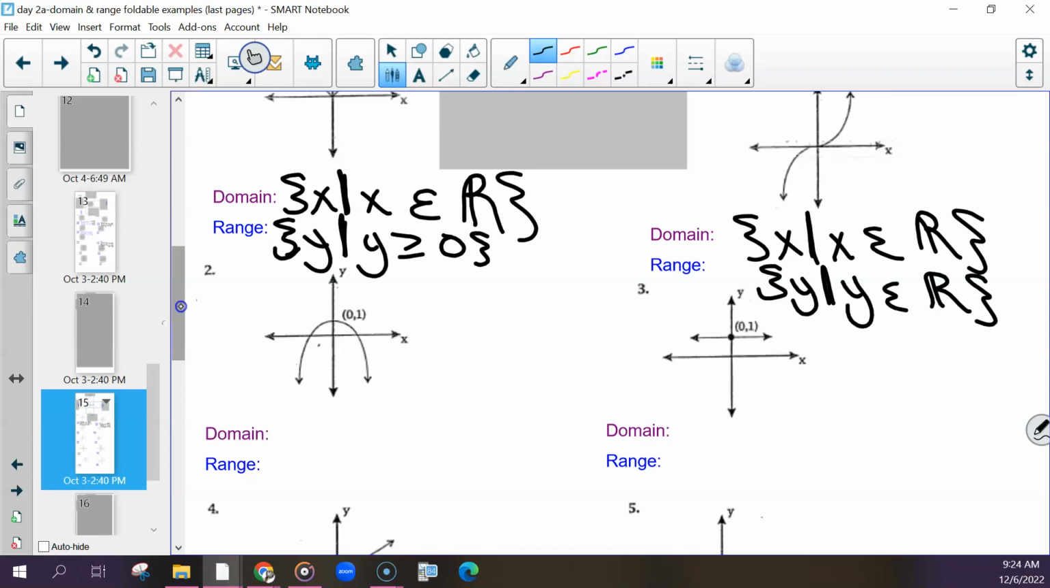All right, cut out example 2. And I'll let that be your decision if you want to use the foldable or not.